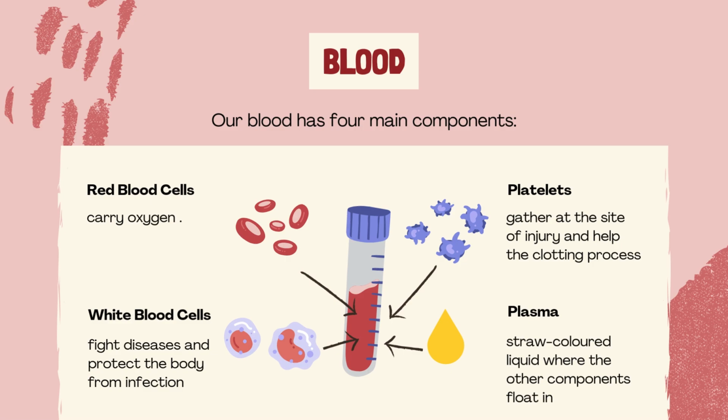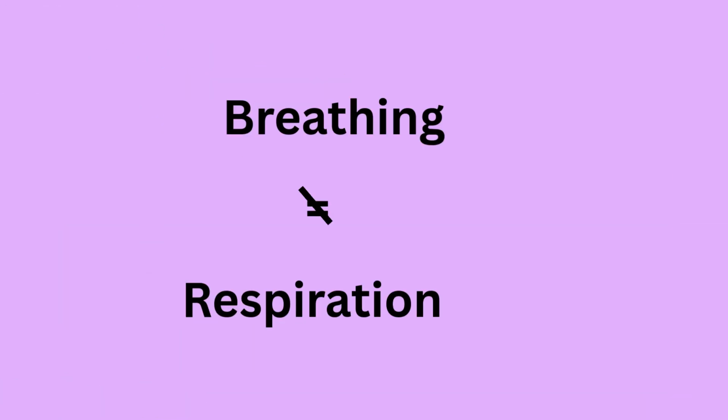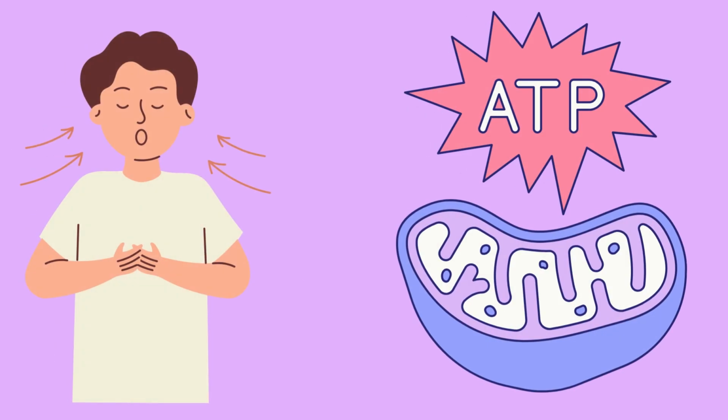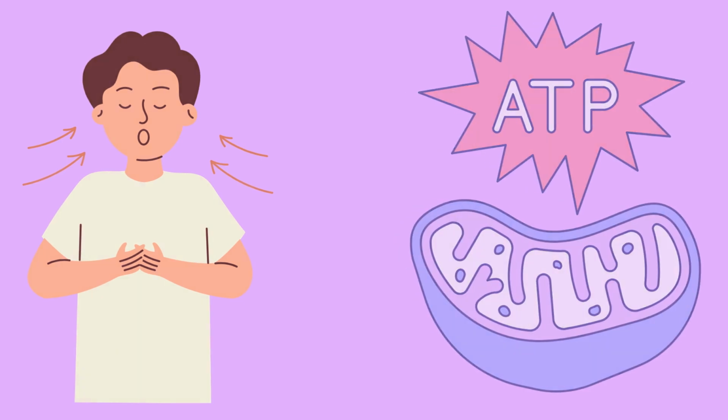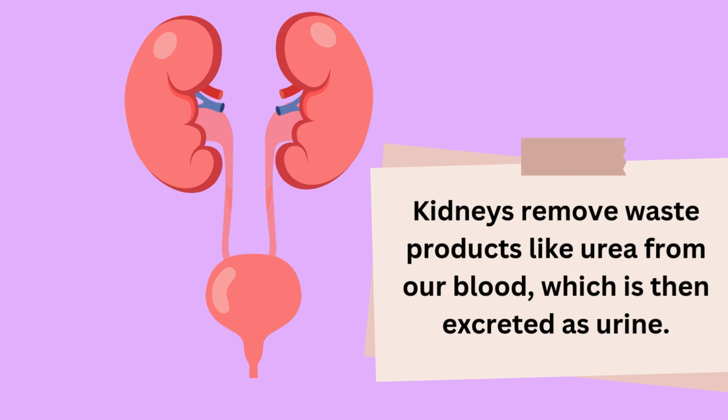Then let's go to the lungs and respiration. Keep in mind, breathing and respiration aren't the same. Breathing is air in and out, while respiration is energy making in the mitochondria. And there is also a full video for more details. Check it in the channel. Let's move to the kidney. The kidneys are our body's filtration system. They remove waste products like urea from our body, which is then excreted as urine.